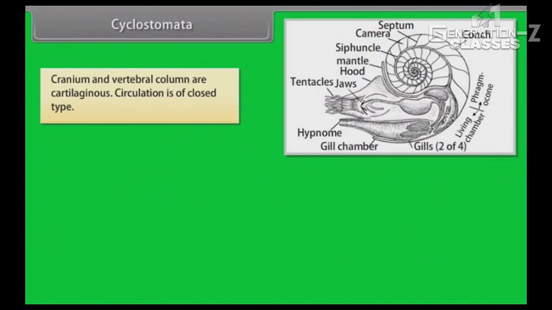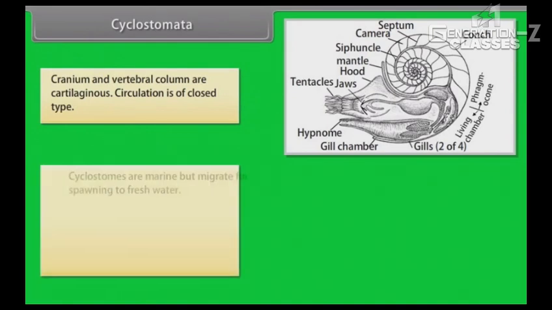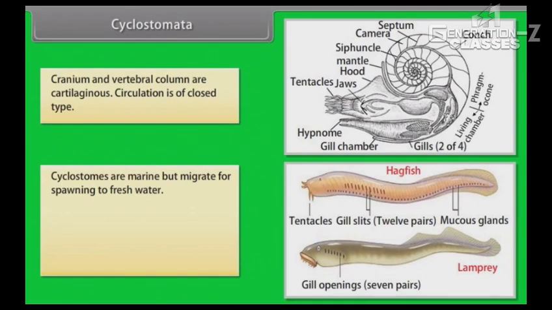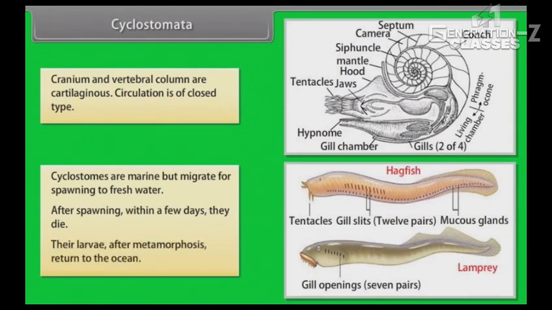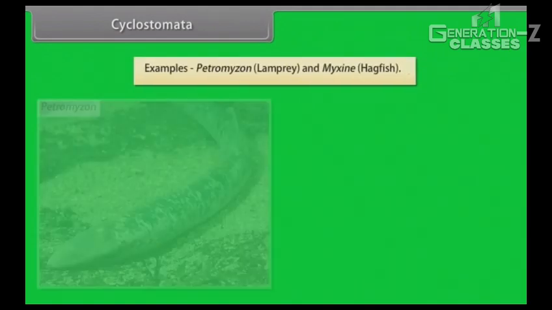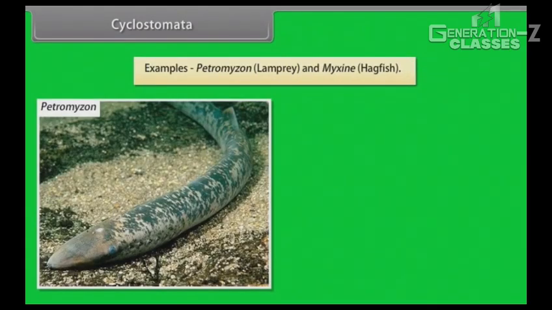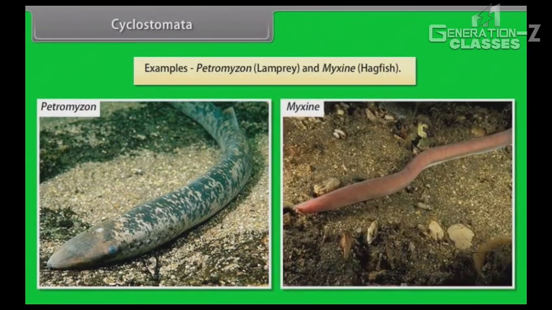Circulation is of closed type. Cyclostomes are marine but migrate for spawning to fresh water. After spawning, within a few days they die. Their larvae, after metamorphosis, return to the ocean. Example: Petromyzon, lamprey and Myxine, hagfish.